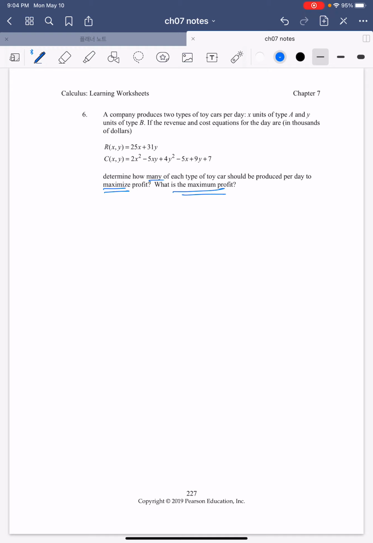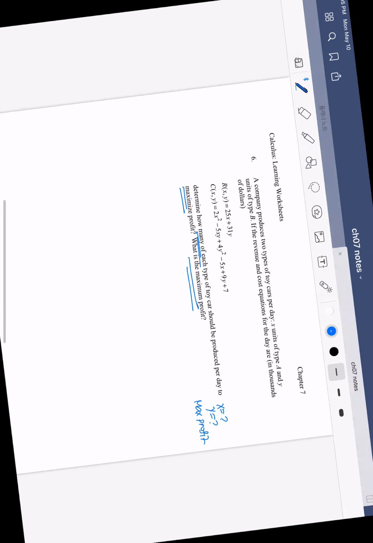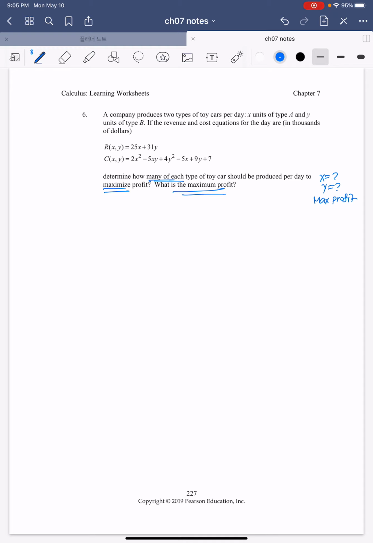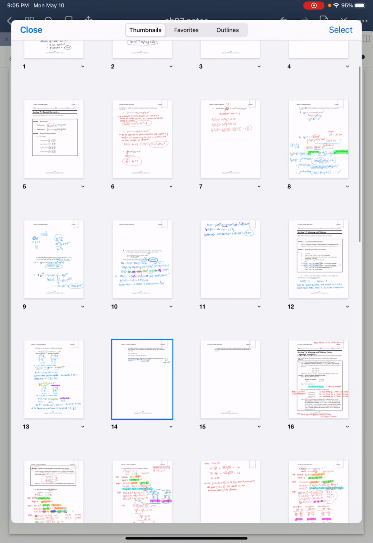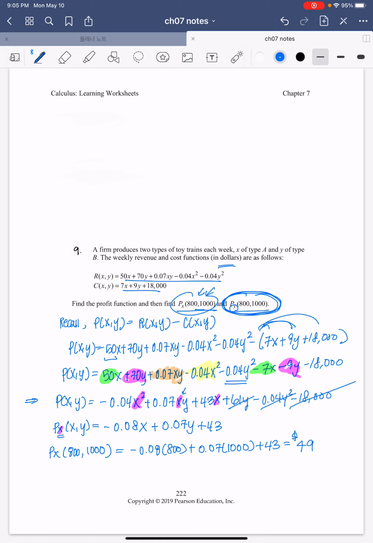So we need to find out how many of each type. In other words, what is my X and then Y that will give you max profit? And then what is the actual profit value? So first, I do not have a profit function, so let's begin finding the profit function. We have done a similar problem in the earlier section in 7.2. Here, we have this toy problem, and then we have a revenue and cost. So the profit was found by subtracting the revenue minus the cost. So I'm going to do that same thing.